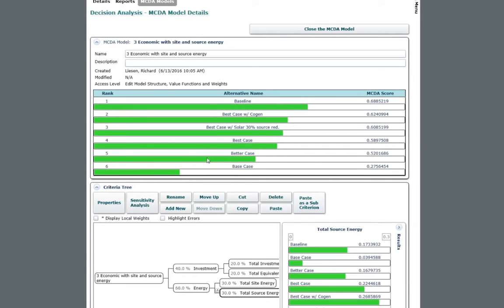And we're sitting there kind of fighting between these cases out here, the best case with solar or best case with cogen, now that we've added in our source energy as a criteria. So this changes what happens on site. What we're seeing here is that, yes, we're going to use more site energy. We're going to produce our energy on site, which also goes to speaking a little bit about our energy security, which we haven't talked about.